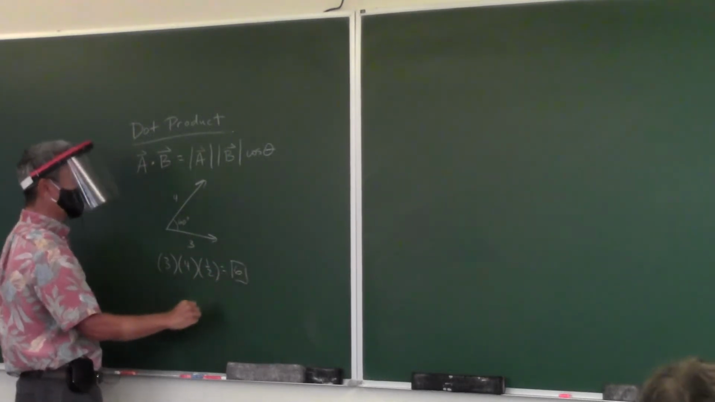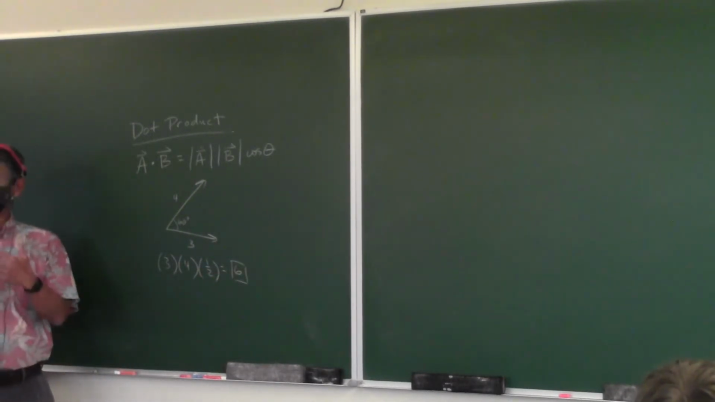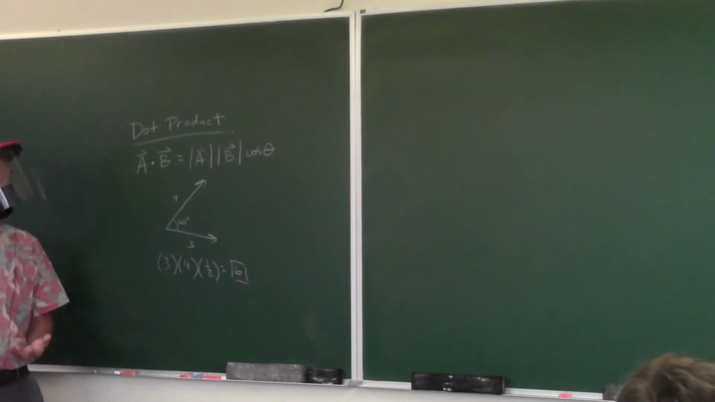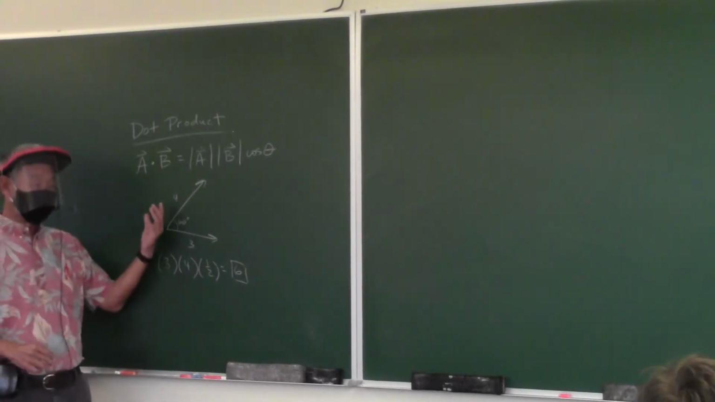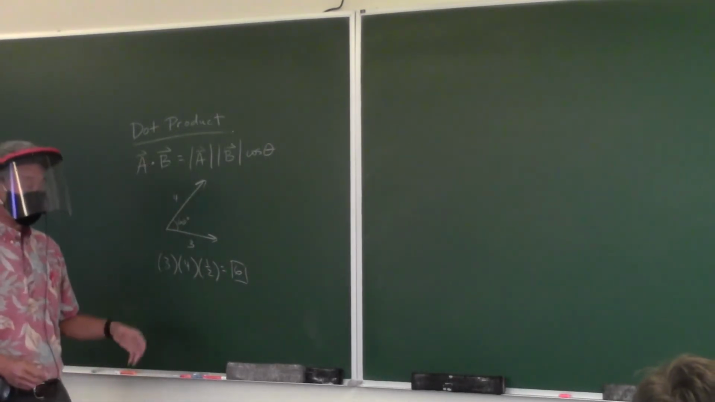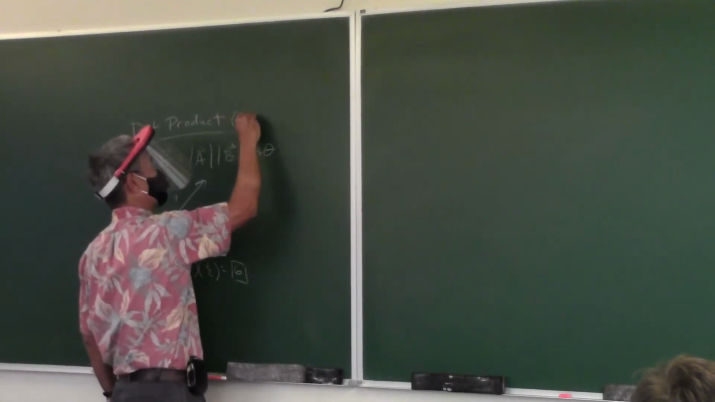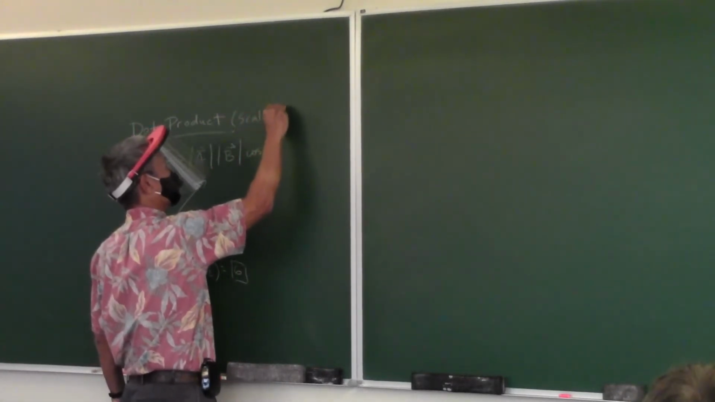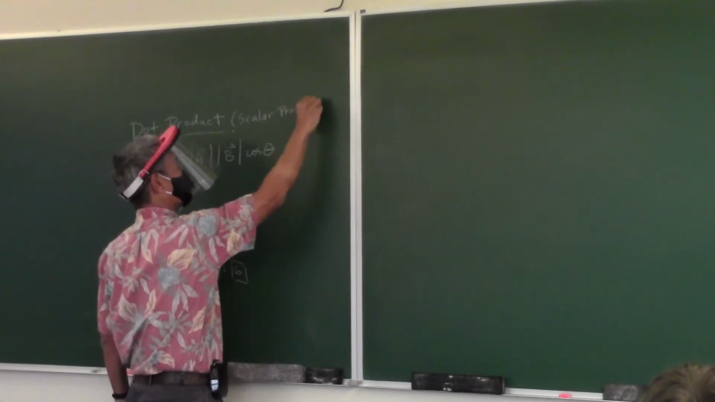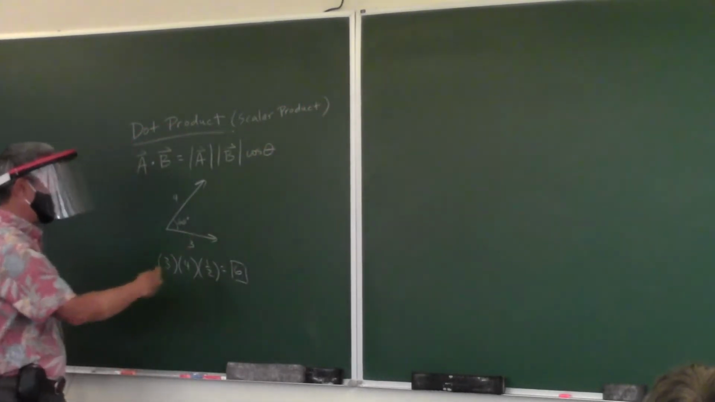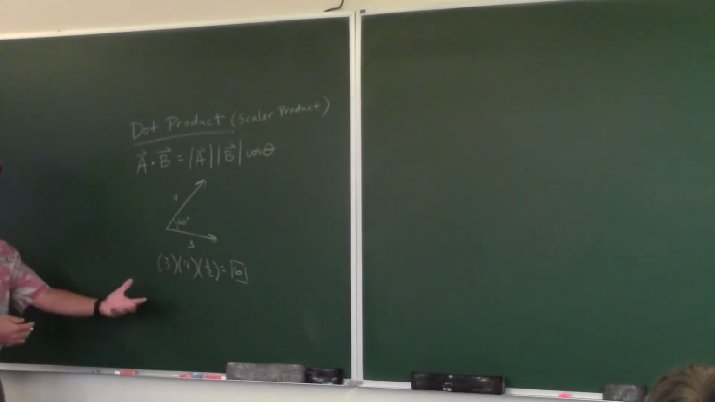It's a number. It's a scalar. That's why work is a scalar quantity. So, most books call it the dot product, but some books actually call this the scalar product. That's because if you multiply two vectors in this way, you get a scalar as your answer.